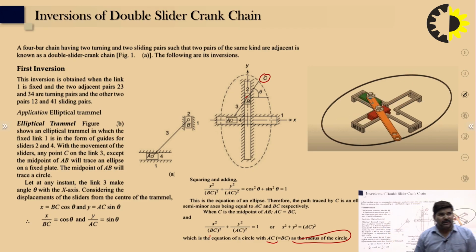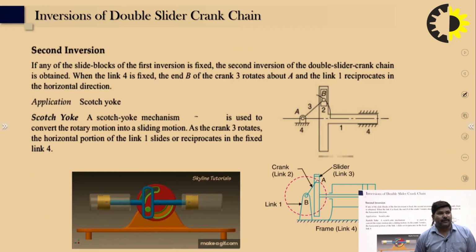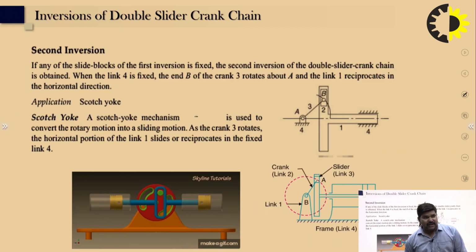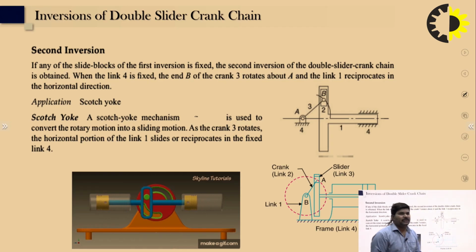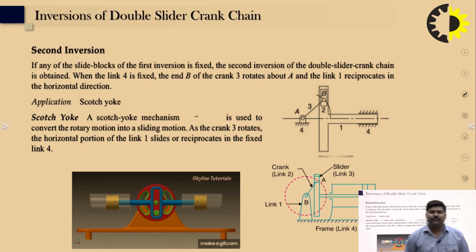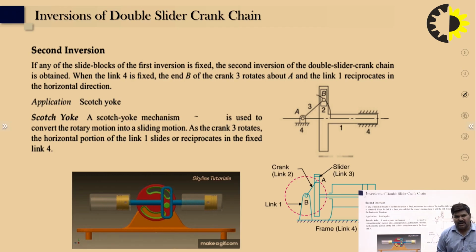That is the inversion of the double slider crank mechanism, the elliptical trammel. The second one is the Scotch Yoke mechanism. If the slider block is fixed for the first inversion, the second inversion of the double slider crank is obtained. When link 4 is fixed, the end B of the crank 3 rotates about A and link 1 reciprocates in the horizontal direction. This type of application is the Scotch Yoke mechanism.